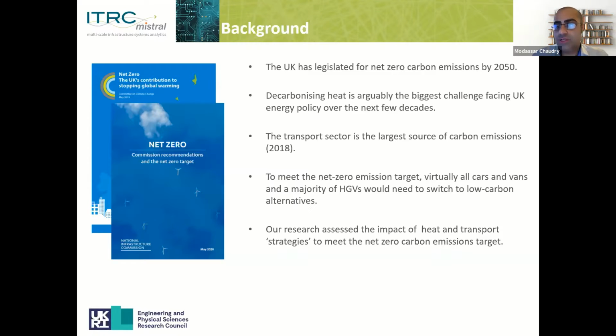Alongside this, we need the transport sector to play a leading role in the push for net zero emissions. Transport is now the largest source of carbon in the UK. So as we push into the next decade, road transport in particular will need to switch to low carbon alternatives. In our research, we investigated the impact of distinct heat and transport strategies in the context of the net zero target.